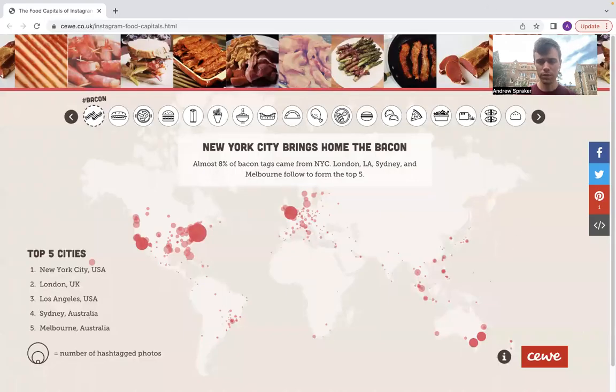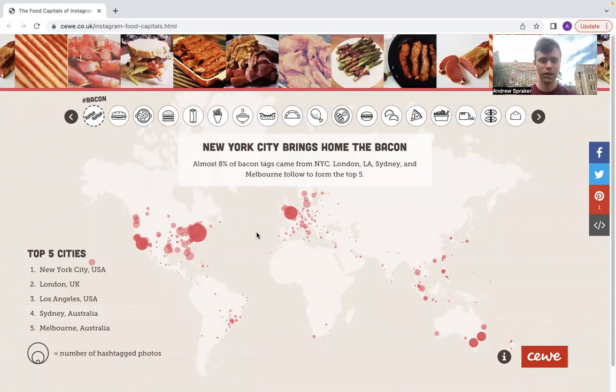My name is Andrew Spraker, and today I'm going to be taking you through what this map is and how this map was made. So first, what is this map? Essentially, what this map is doing is showing where people are eating certain foods. So how did they make this?